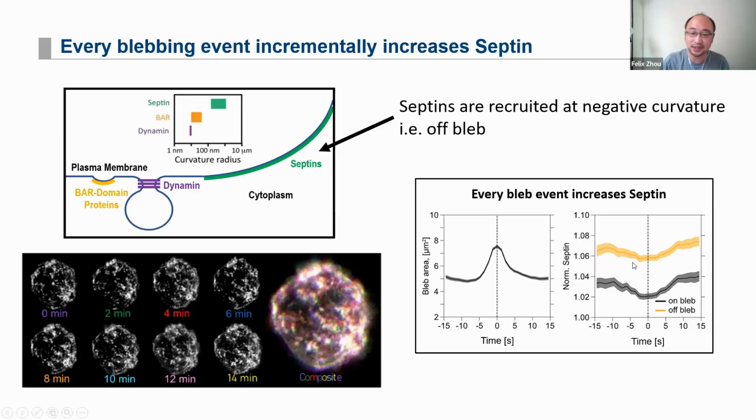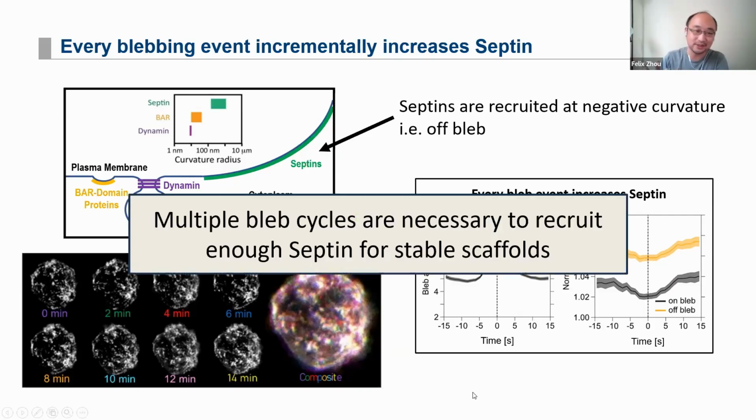What you hopefully see is that there is an incremental increase of septin levels prior to a bleb and after a bleb. And so what this shows you in a quantitative manner is that multiple bleb cycles are indeed necessary to presumably recruit enough septin to form these stable scaffolds.